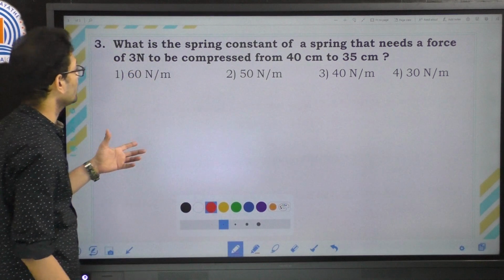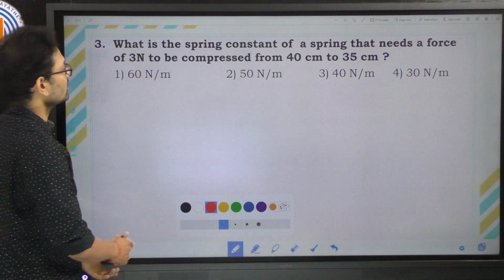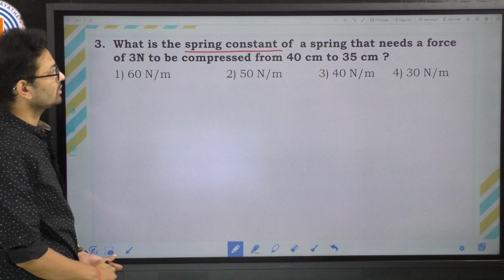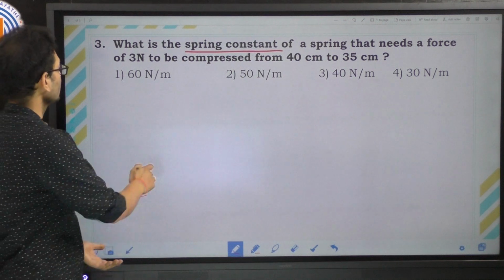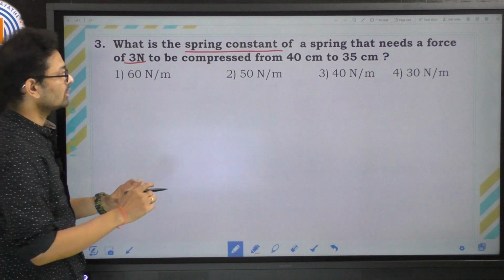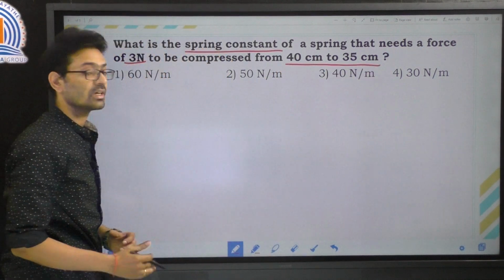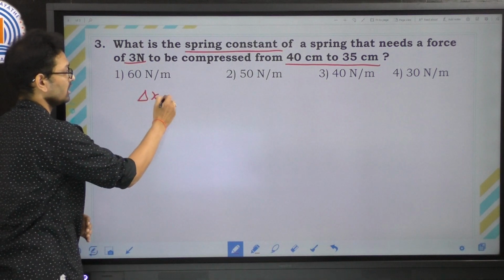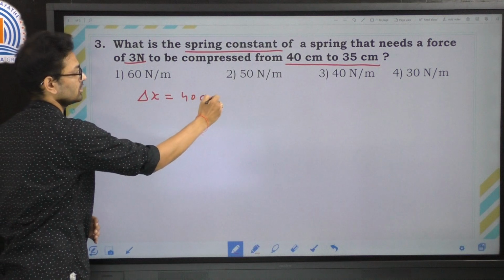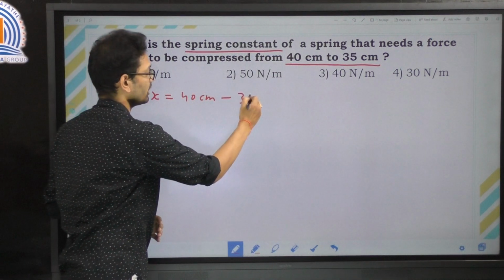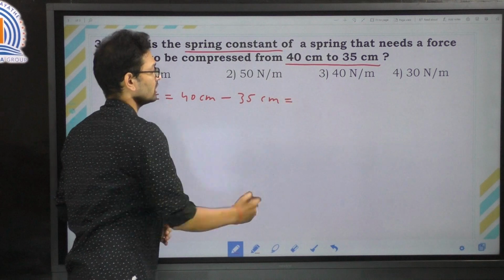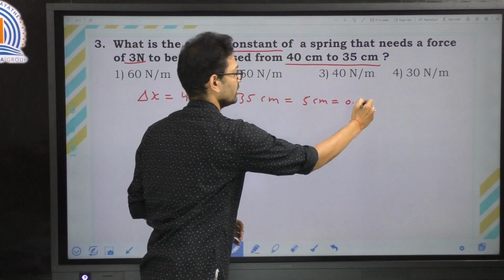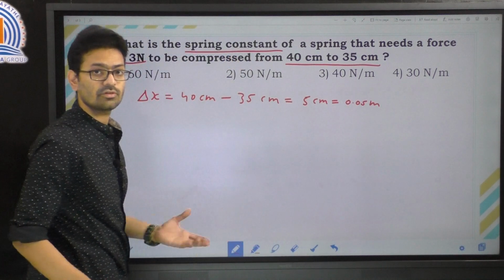Let us find what is the given data over here. What is the spring constant? They want the K value. That's fine. We have to find the K value. A spring that needs a force of 3 newtons to be compressed from 40 centimeters to 35 centimeters. So here the change in length is given. So delta X is 40 centimeters minus 35 centimeters, which is 5 centimeters. 5 centimeters in SI is 0.05 meters.